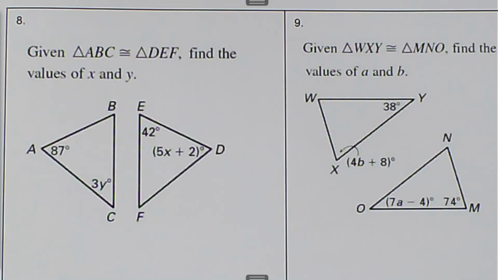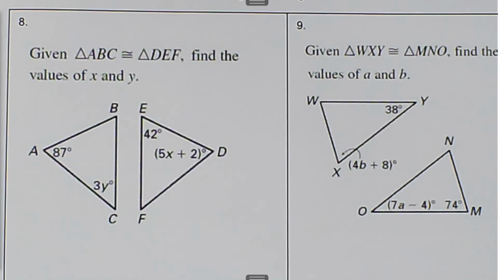We are talking about congruent triangles, and we want to talk about the third angle theorem. That says if two angles of one triangle are congruent to two angles of a second triangle, then the third angles of the triangles are congruent.